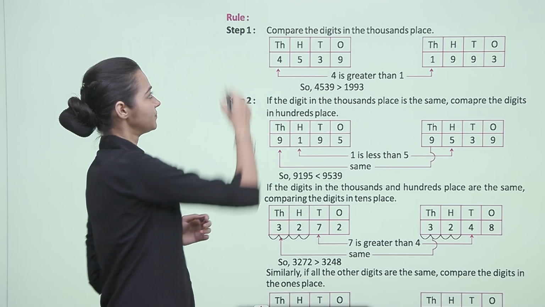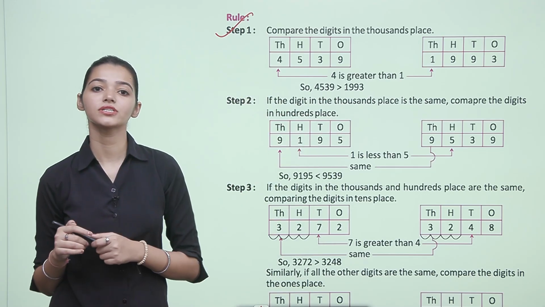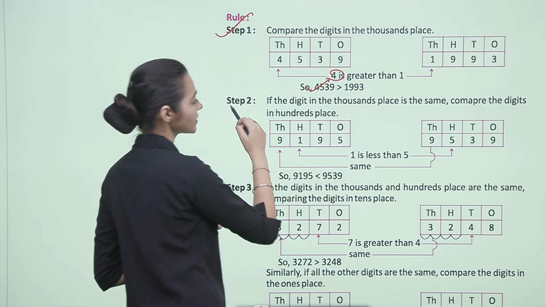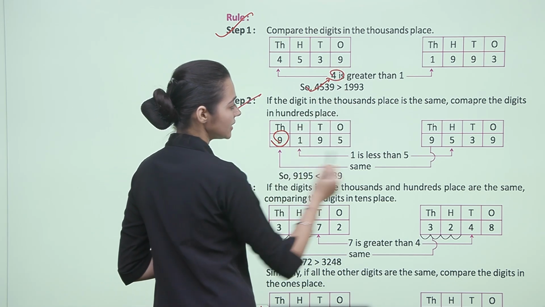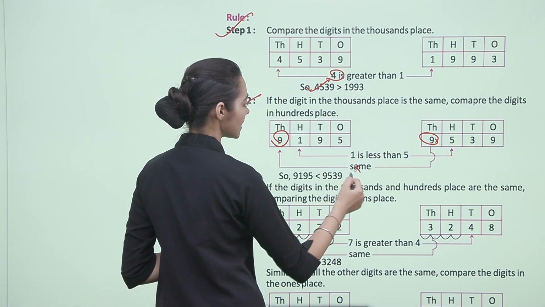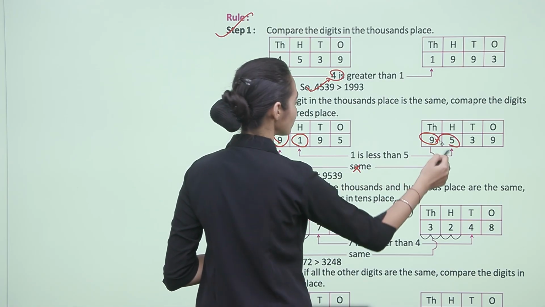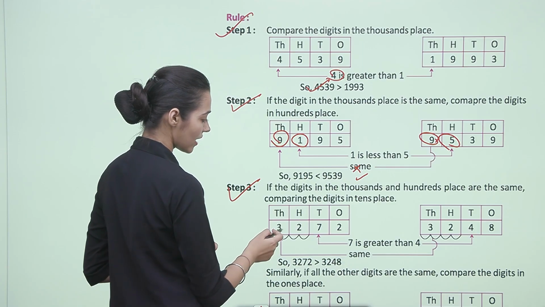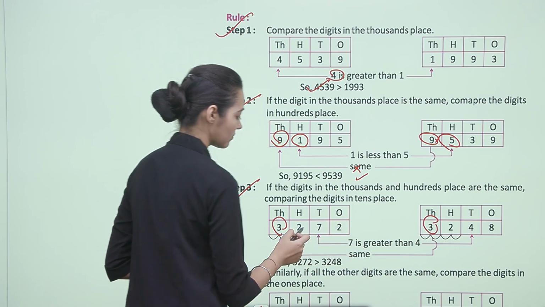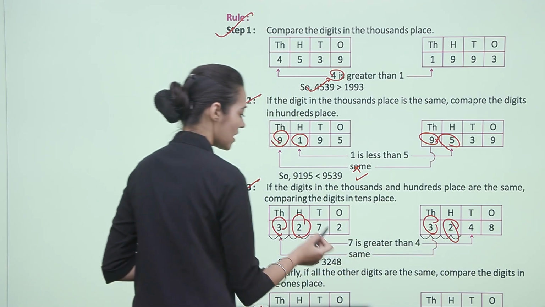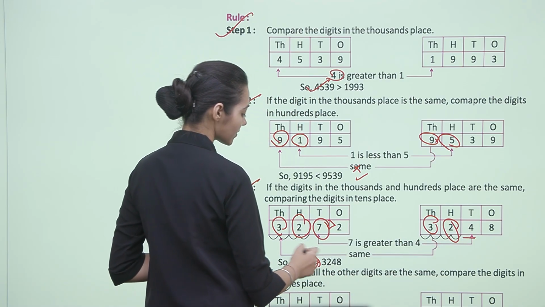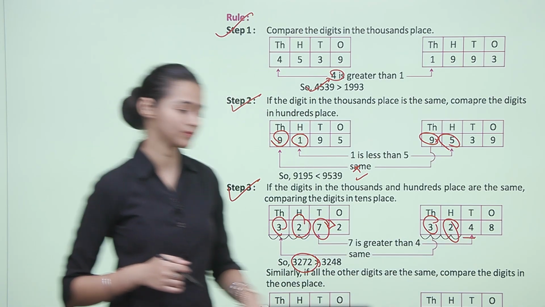Now in the next one, in step 1, firstly we will compare the digits in the thousands place. So here 4 is greater than 1, so this number is greater. In the second one, 9 and 9 are both the same. 1 is less than 5, so that means this number is greater. In the next one, when we compare the digits, here we have 3 same, again 2 same, but 7 is greater than 4, so that means this number is greater than the other one.